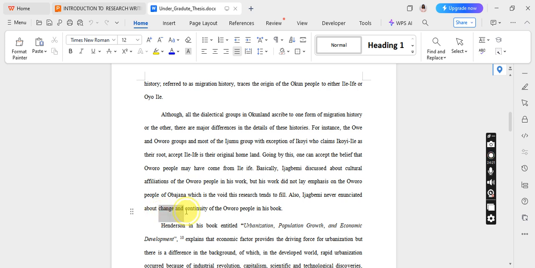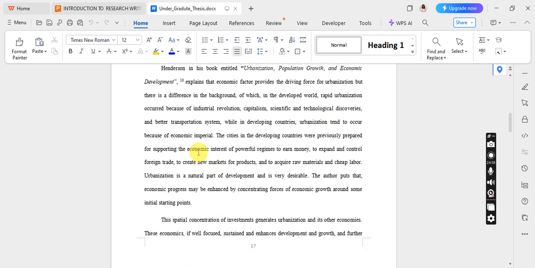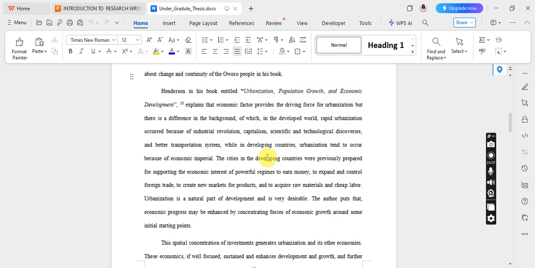We are talking about change and continuity, the transformation that has happened as the years have gone by, the changes, the things that still continue, the things that have stopped, the things that they are practicing, and the things that they are no longer practicing. From there, you review a book on urbanization and population growth and economics like that.